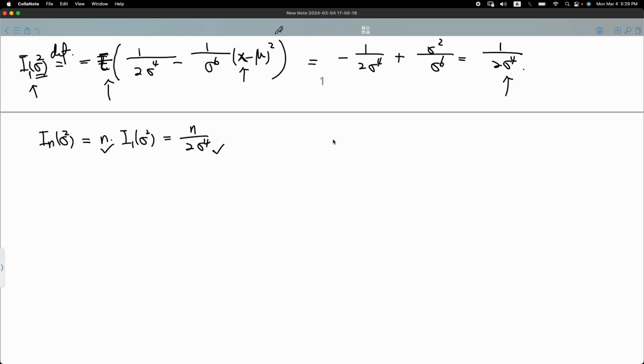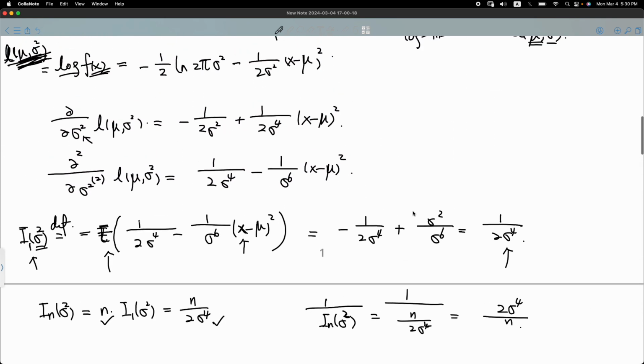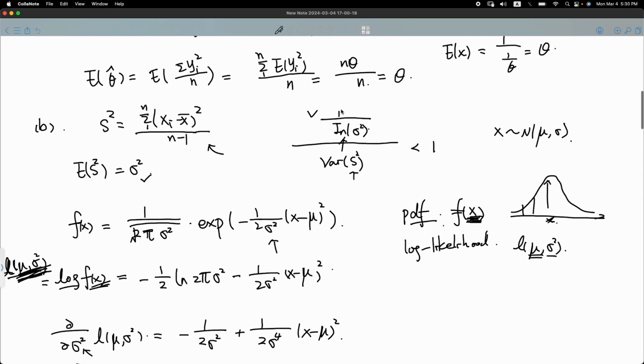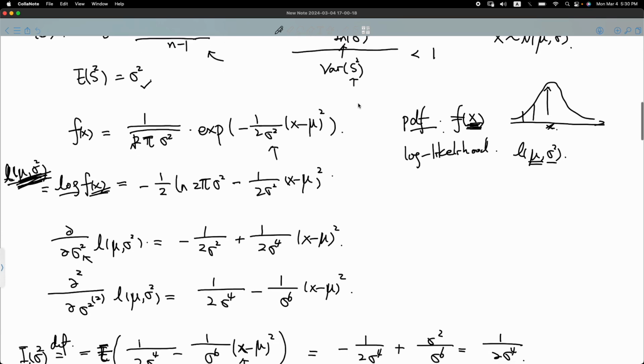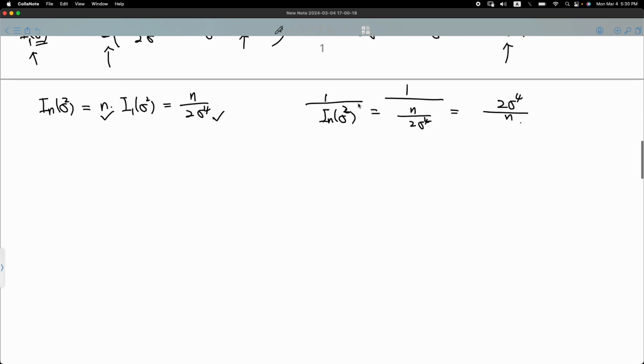And then to finish on the numerator, it's just 1 over that, and then 1 over n over 2 sigma raised to the power 4, so that the numerator is just 2 sigma raised to the power 4 over n. So this is the numerator. Okay, so that is the numerator. So already the 1 over the Fisher information matrix, the particular entries in your 2x2 Fisher information matrix.